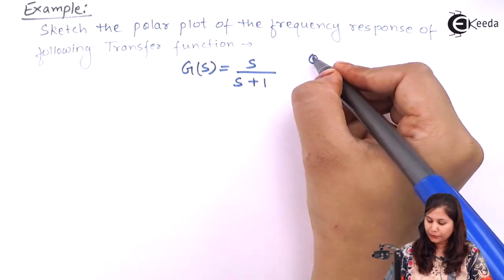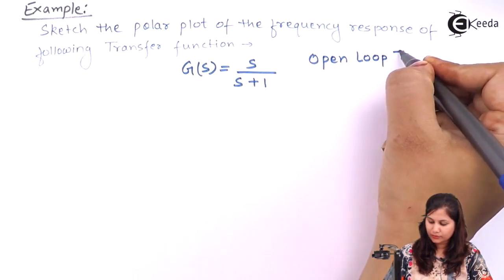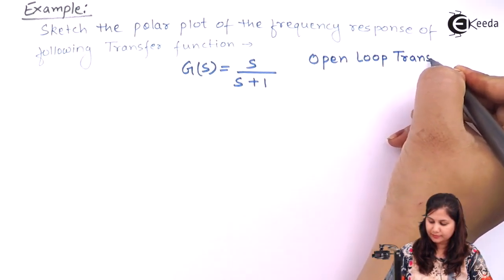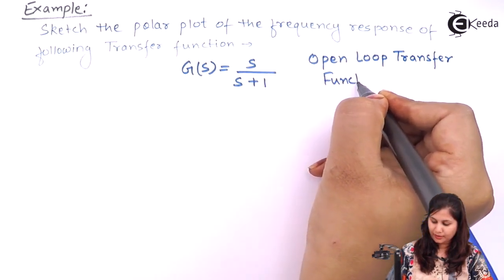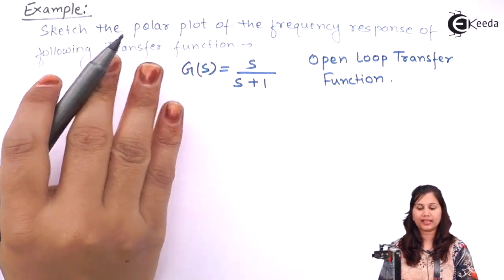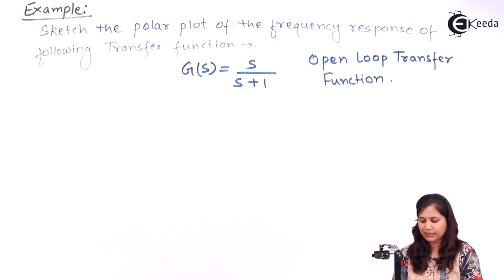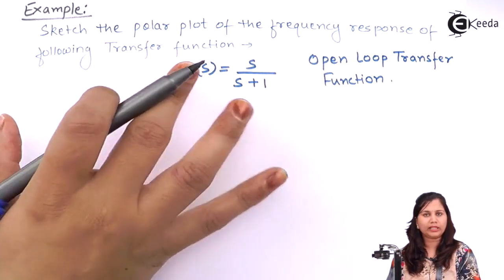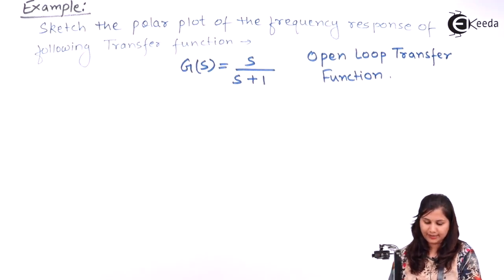This is the open loop transfer function of the system. Because it is not given to us in the question that the system is having unity feedback or anything, you have to take G(s) as the open loop transfer function of the system.